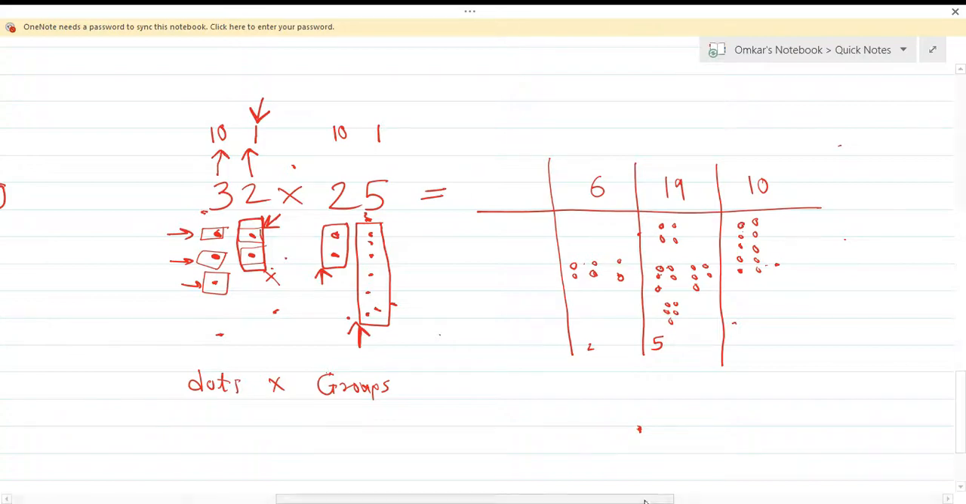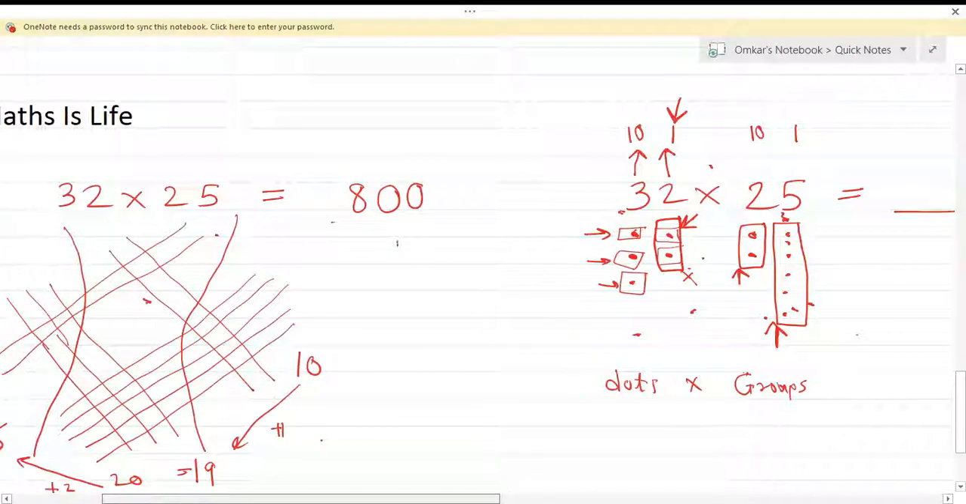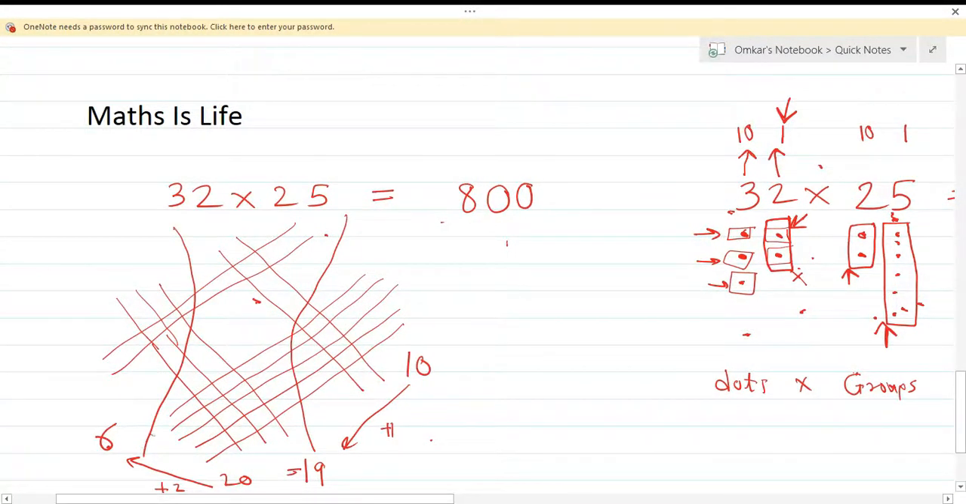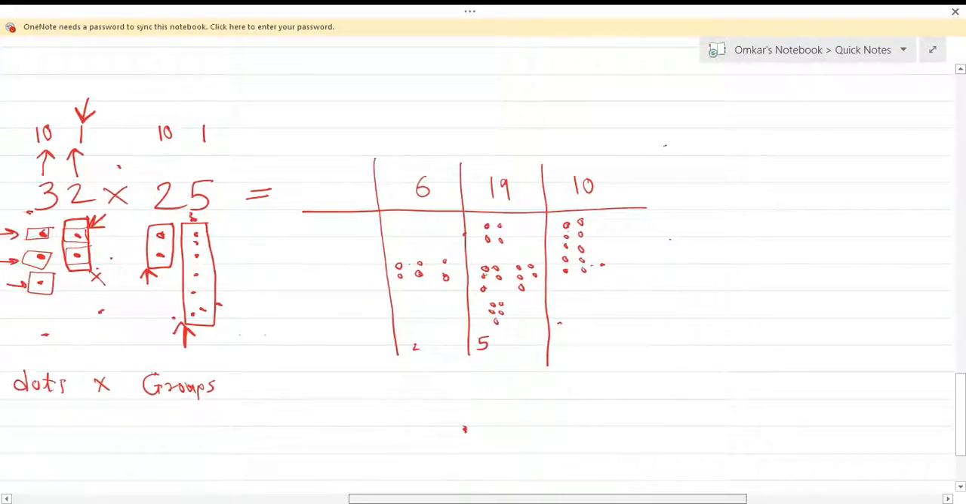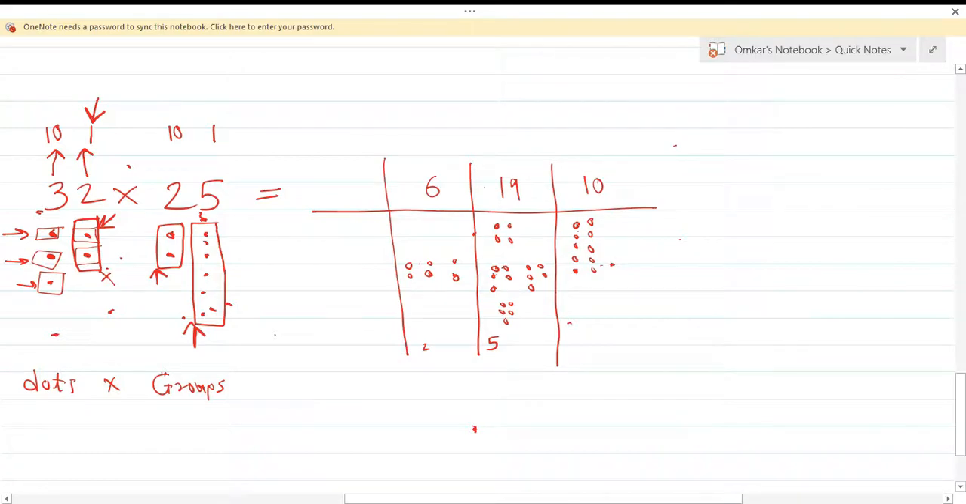This is a similar case to the one we had previously. You can see 6, 19 and 10. The same case. Oh, okay, the same case. Just here we used dots, there we used lines.